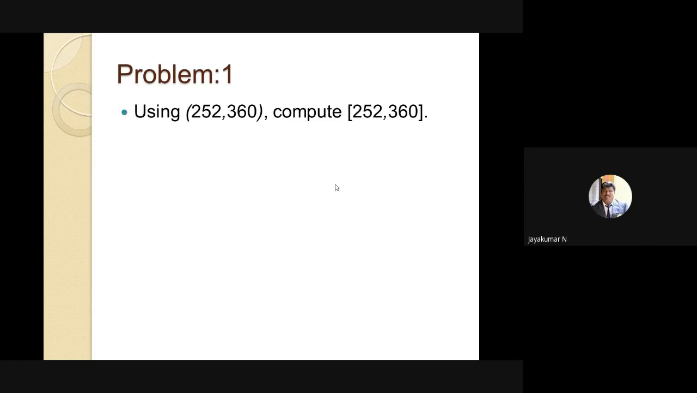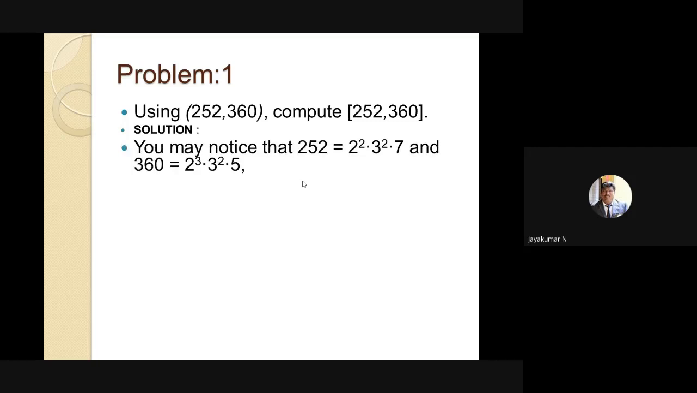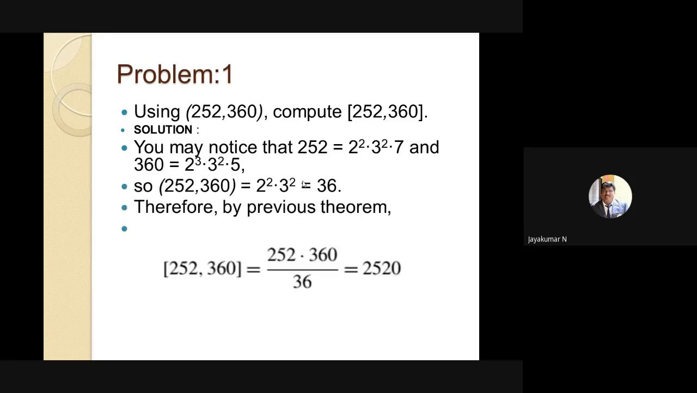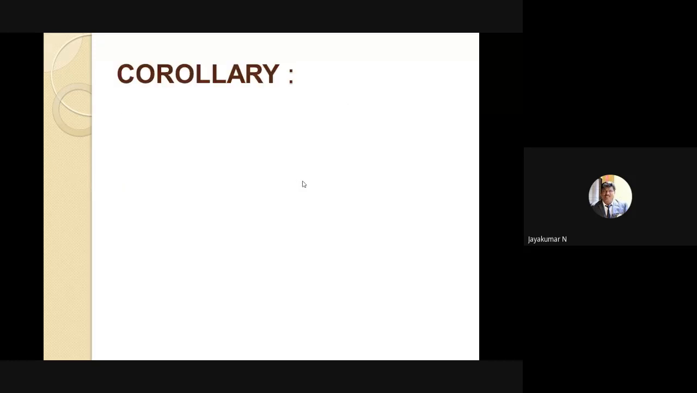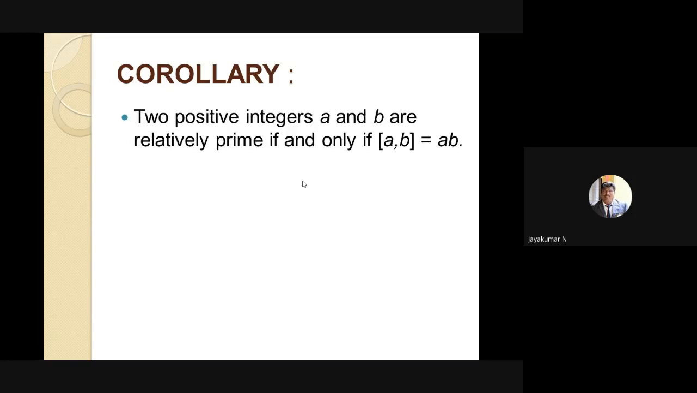After that, using the previous theorem, we did a lot of problems. In this problem, the LCM of two numbers is given, and you have to find the GCD of the two numbers by using the previous theorem. Problem number two is something called a corollary.